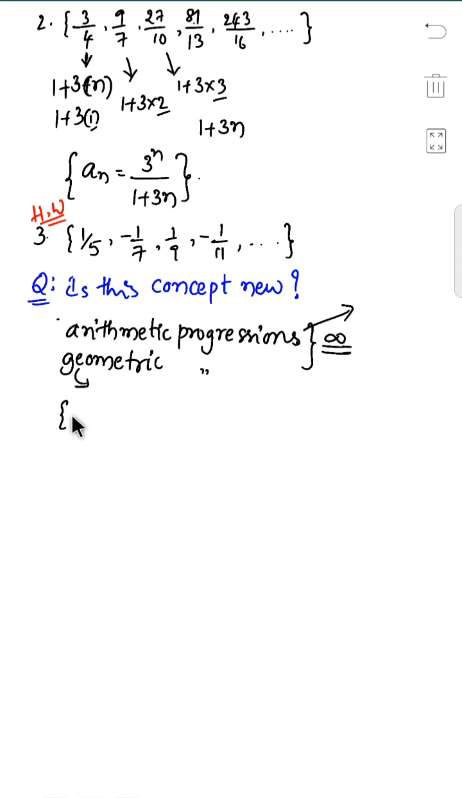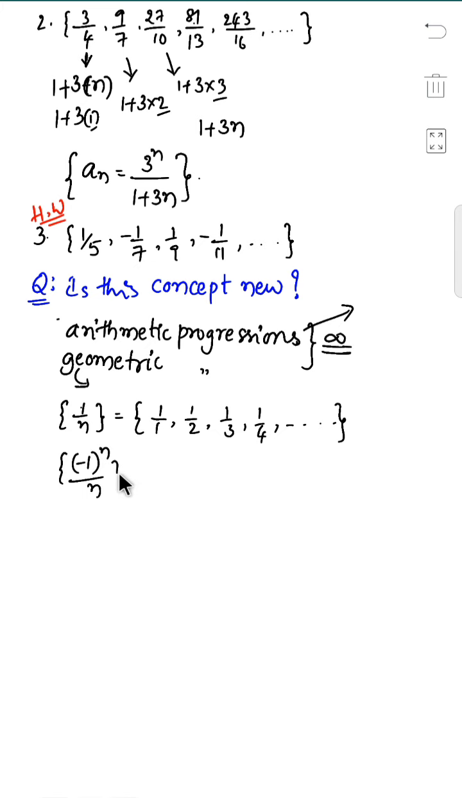Okay, suppose I give a sequence like 1 by n, that means you can generate a sequence where n goes from 1 to infinity in the denominator, so it can be 1 by 1, 1 by 2, 1 by 3, 1 by 4, and so on. If we give the general term, you can generate the sequence. So (-1) to the power of n divided by n, the sequence is nothing but -1, 1 by 2, -1 by 3, 1 by 4, and so on.